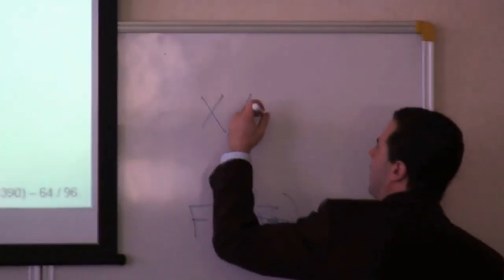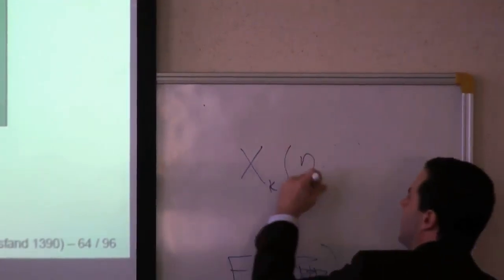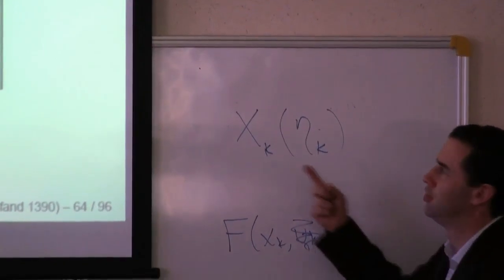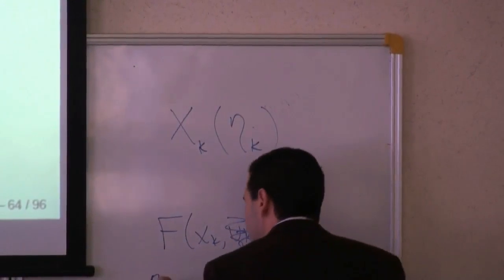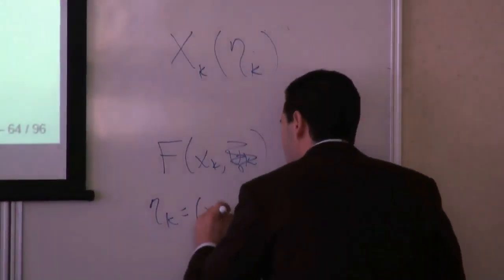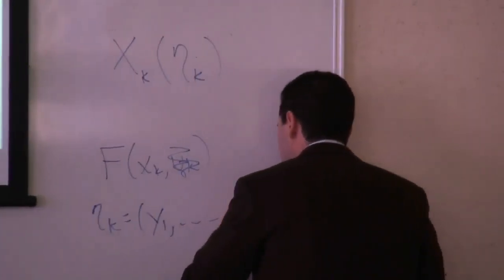Oh, what did I call it here? I had a to k. I don't have u's here. There's no actions for this, okay? So be careful, there's no action. So that's okay. My a to k here is just equal to y1 through yk. And there's no u's for this problem. It's too simple.